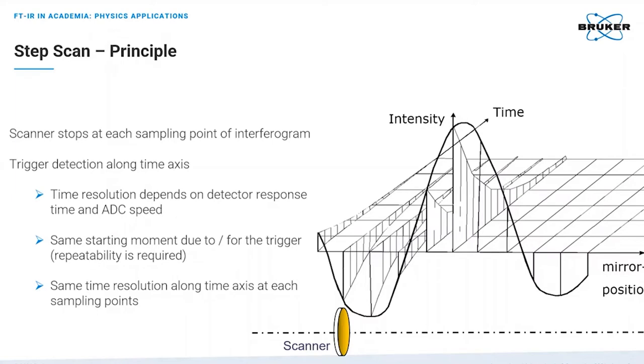Here we can easily understand that the highest time resolution of such an experiment would depend on how fast the detector can respond and how fast the analog digital converter, ADC, is. And thanks to the trigger, you can always have the same starting moment of the experiment at each sampling point.